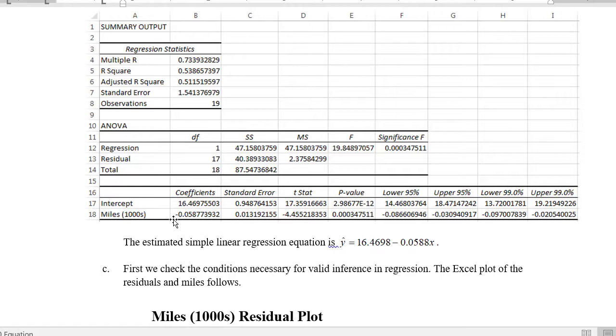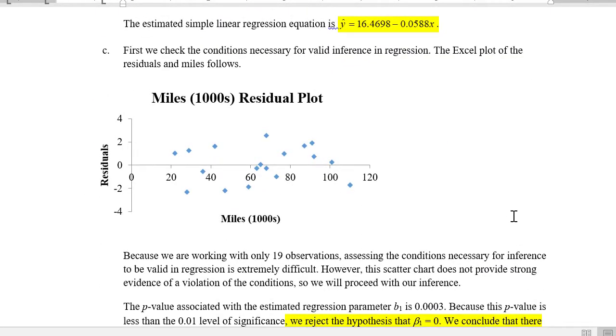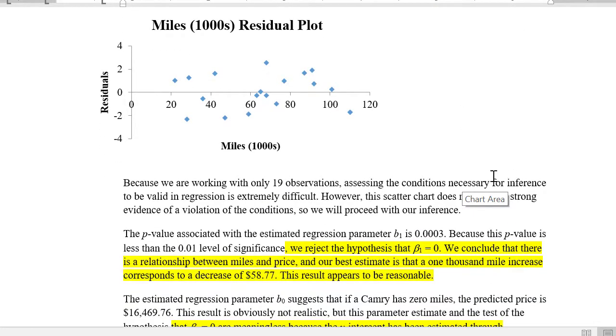The B1 coefficient is a negative 0.058. And then the B0, or the intercept, is 16.46. So I'm looking for you to come up with a model that looks like this, your equation. Again, here it's negative because it's negative here, and always have the x out to the side. We want to see if we violated any conditions for our regression inference. Again, it looks sort of normally distributed or equally distributed, and so we'll proceed.